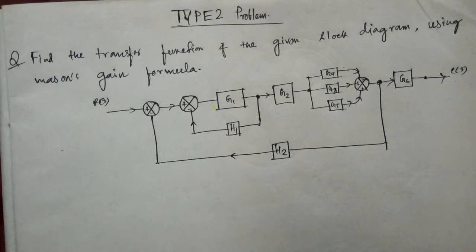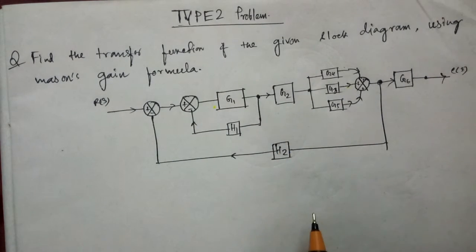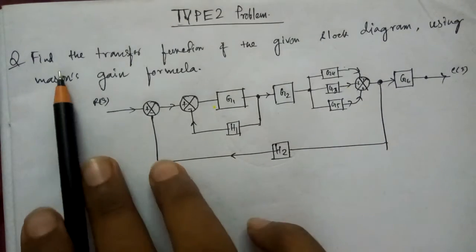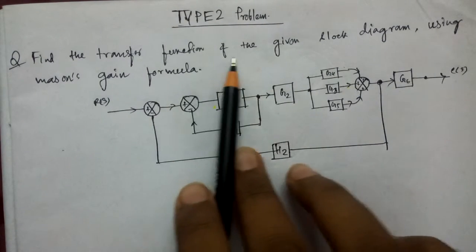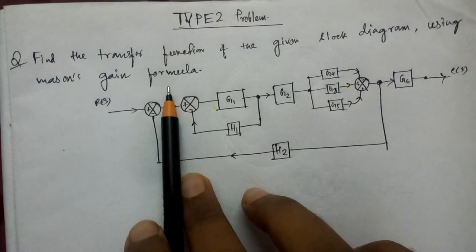If you have not watched my first video on this, please check it out, the link is in the description, and then come to this problem, because here I am first converting the block diagram into a signal flow graph, then applying Mason's gain formula and finding the transfer function. So let's read the question once. Find the transfer function of the given block diagram using Mason's gain formula.